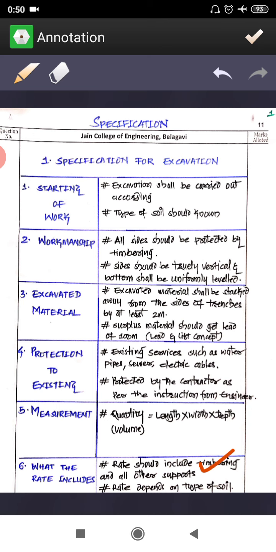Now, this is the very simple form of writing the specification for the excavation. Now we'll see the next specification, how we are going to write it down.